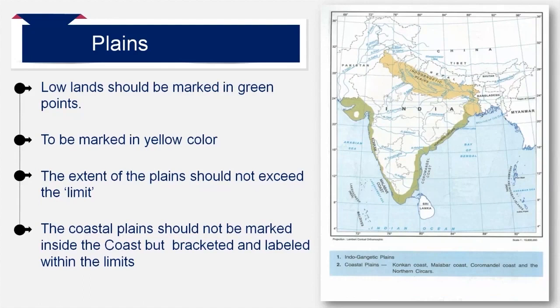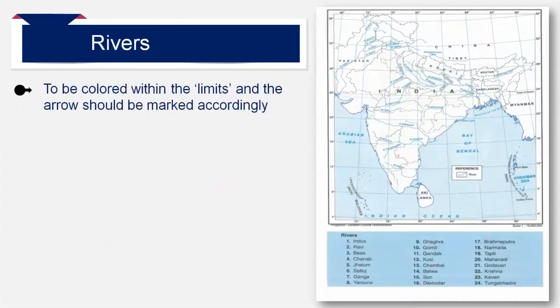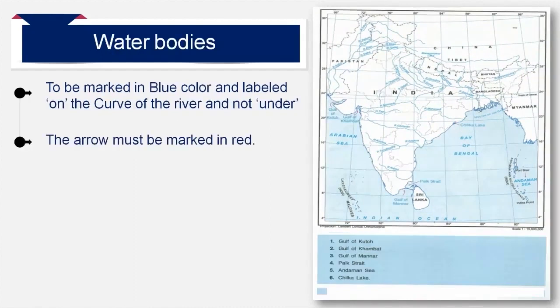Remember to color only the relevant area and not exceed the limit. The coastal plain must be marked in green along the full coastline. In the examination, if a river is asked to mark, it should be colored blue. The labeling should be done on the upper curve of the river and not under it. Wherever you are not able to label on the river, you can make use of an arrow. All water bodies must be colored in blue.